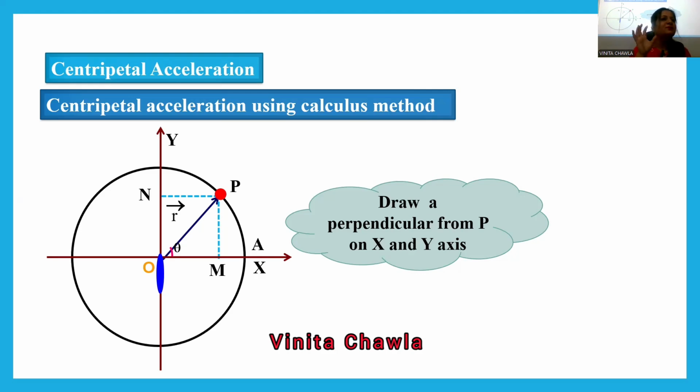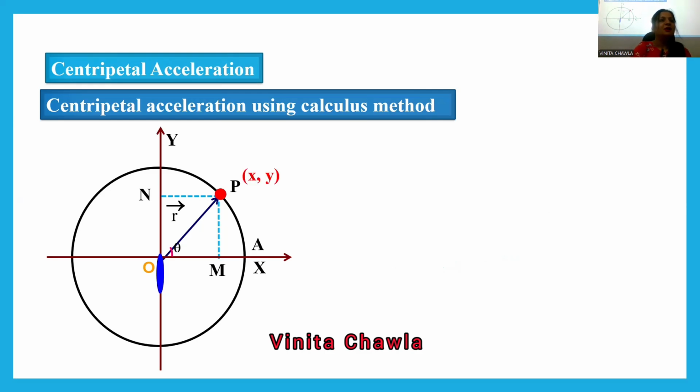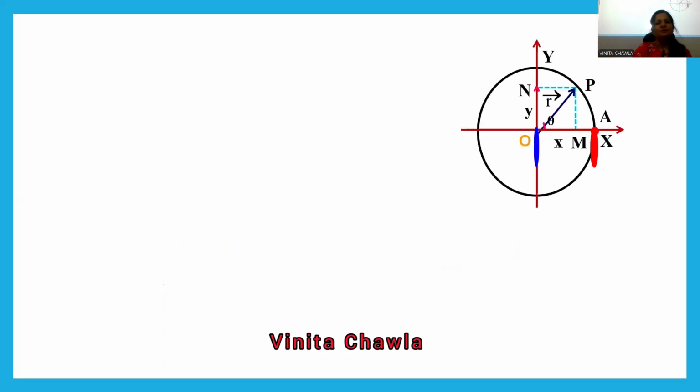Okay. Now we can resolve this vector into components, in Cartesian coordinates. How do we write vector r in terms of Cartesian coordinates? If x, y is the coordinate of the position of the particle, then we can write vector r as x i cap plus y j cap.